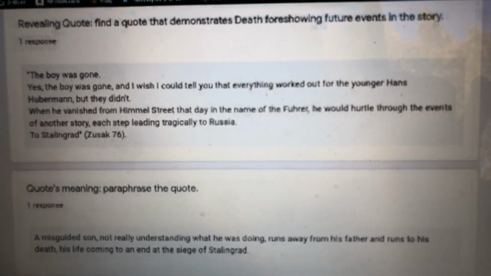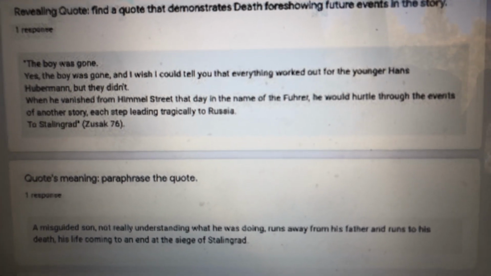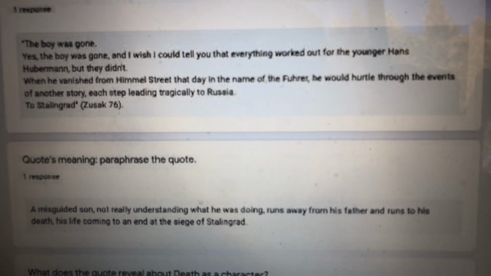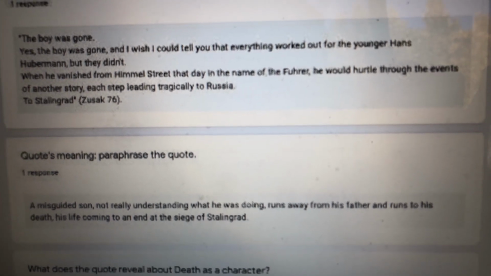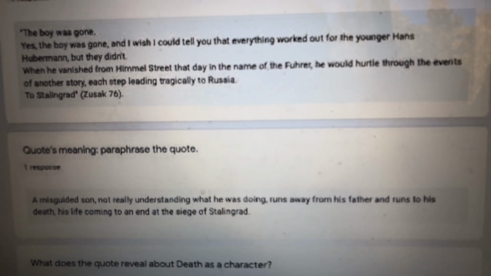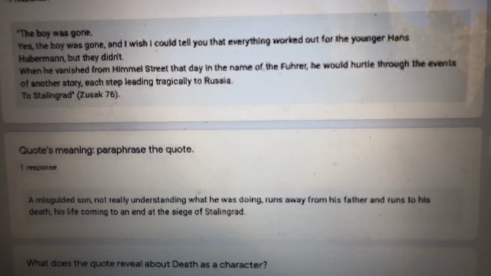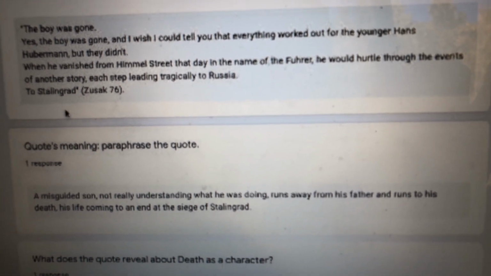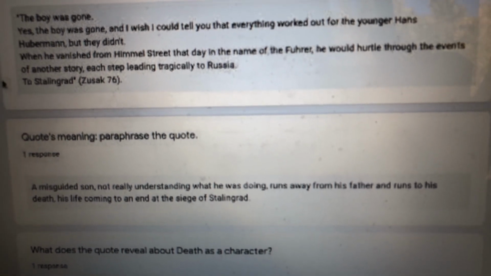Find a quote that demonstrates Death foreshadowing future events in the story. The boy was gone. Yes, the boy was gone, and I wish I could tell you that everything worked out for the younger Hans Huberman, but they didn't. When he vanished from Himmel Street that day, in the name of the Fuhrer, he would hurtle through the streets of another story, through the events of another story, each step leading tragically to Russia, to Stalingrad.